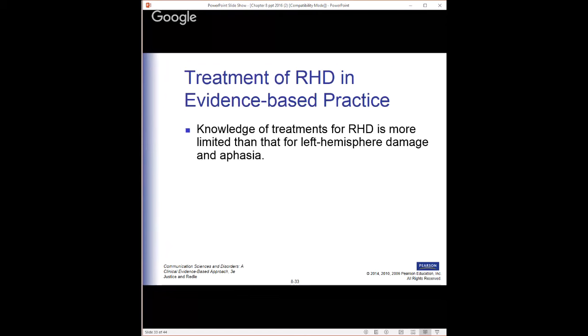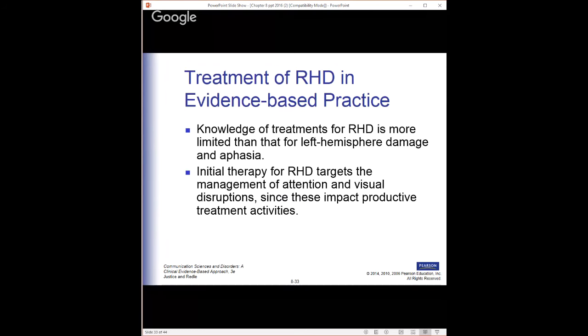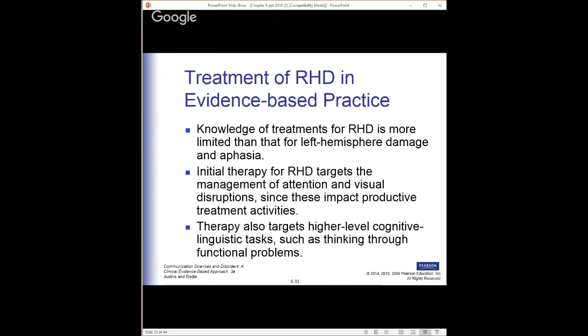Treatment of RHD and evidence-based practice. Knowledge of treatments is more limited than that for left hemisphere damage and aphasia. Initial therapy targets the management of attention and visual disruptions, since these impact productive treatment activities. So you can imagine if you're trying to have a treatment session and the person cannot attend and is interrupted by everything that they see. Therapy also targets higher level cognitive and linguistic tasks, such as thinking through functional problems.